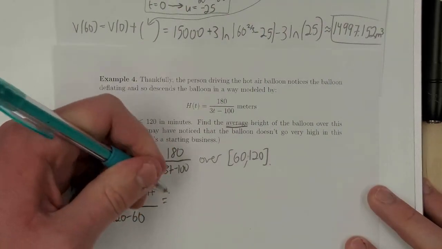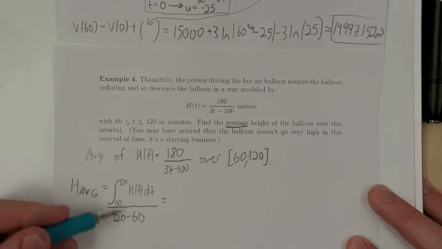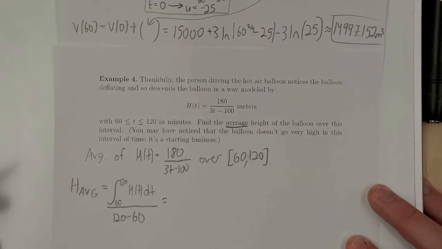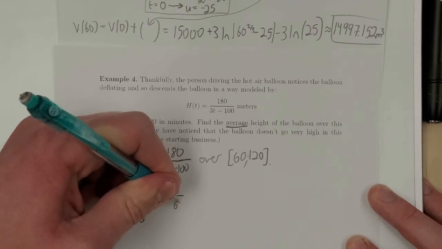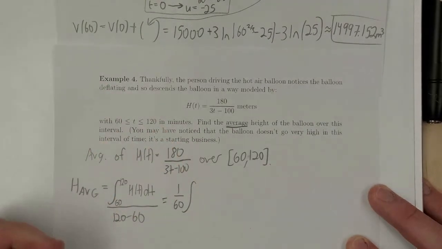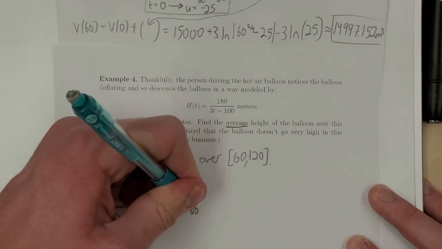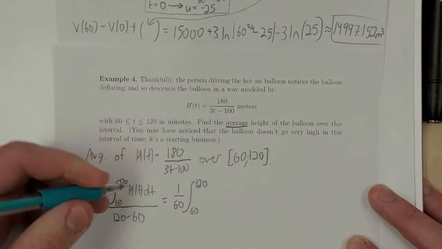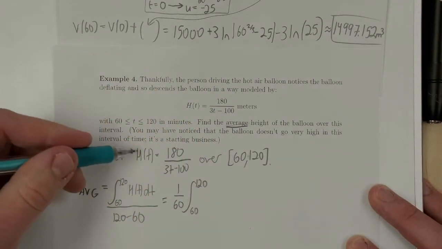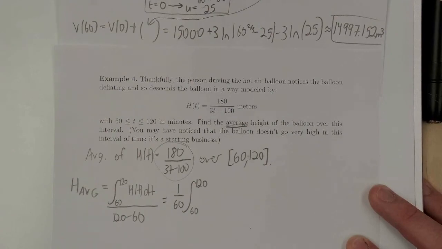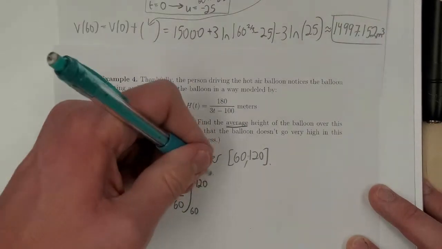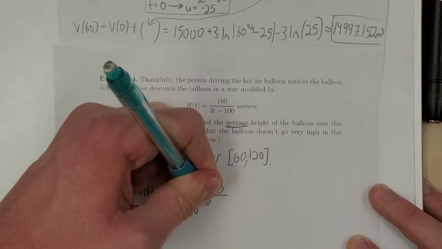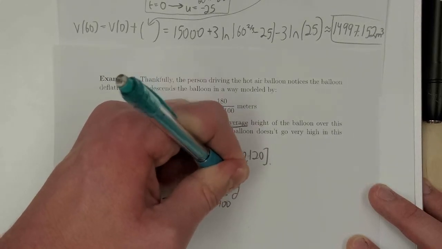So in this case, this is something over 120 minus 60, which is clearly just 1 over 60. Okay? So it's 1 over 60 times the integral from 60 to 120 of h of t, which we explicitly established as 180 over 3t minus 100. So 180 over 3t minus 100 dt. Okay?